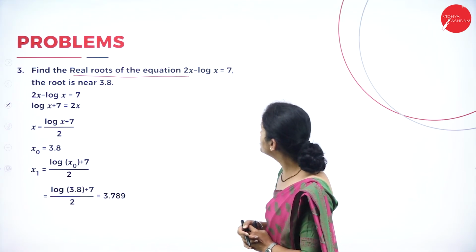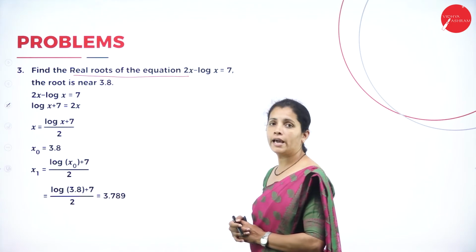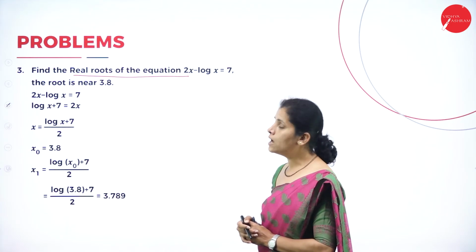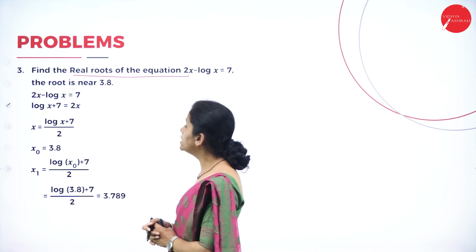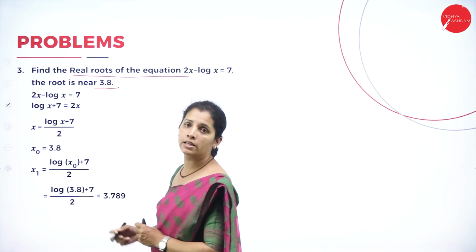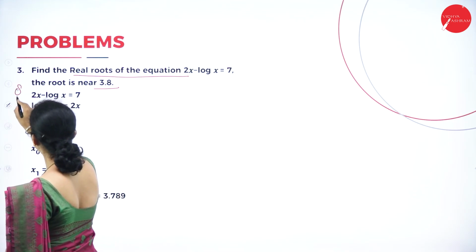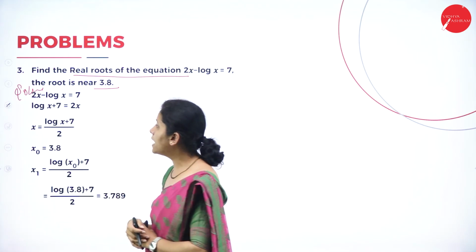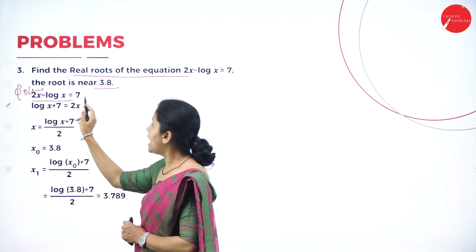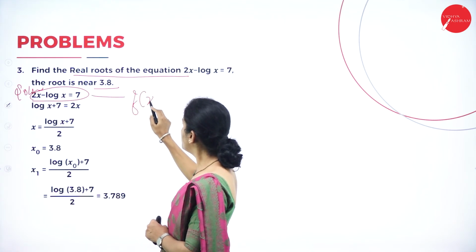Now, I have my third question, that is, find the real root of the equation. And what is the equation here? That is 2x minus log x equal to 7, and they directly mentioned that the root is near 3.8. Now, let me find the solution here. So, I will write the equation as it is. So, this is nothing but my f of x.